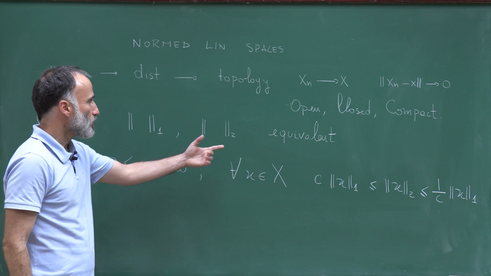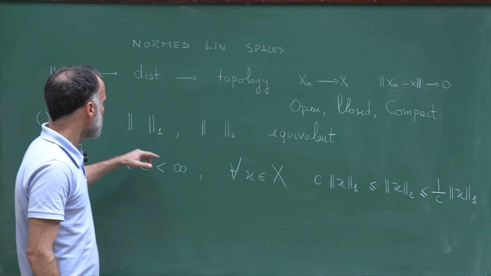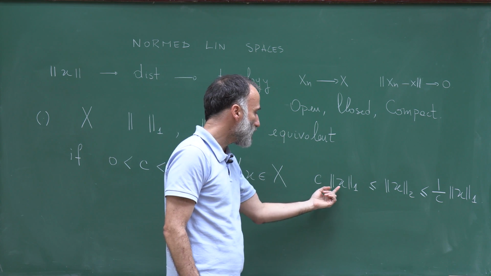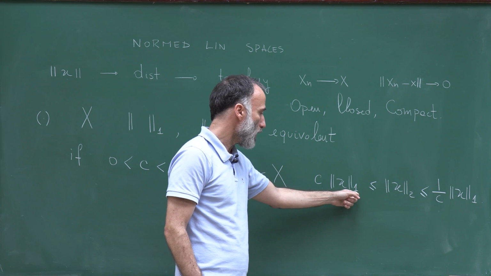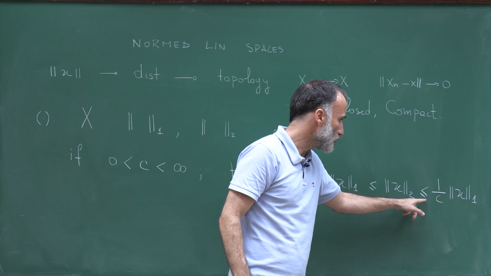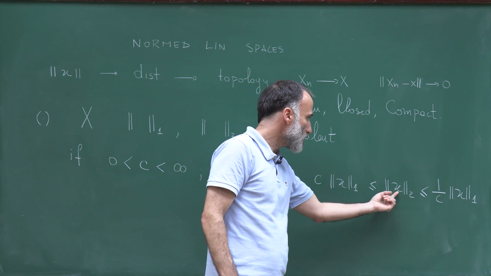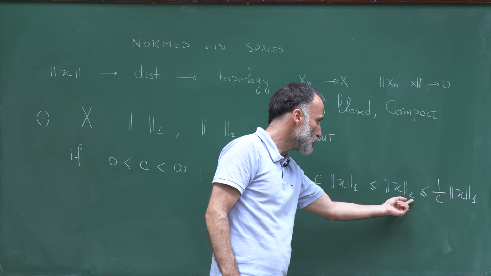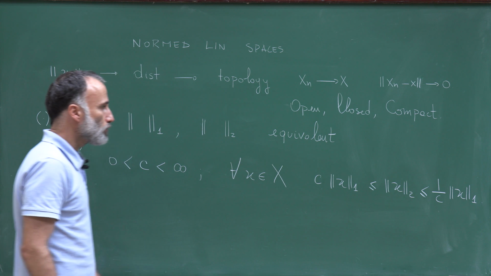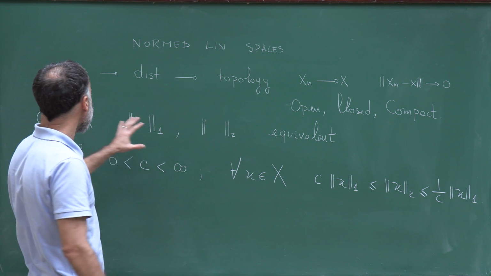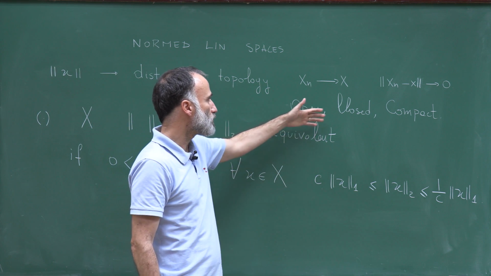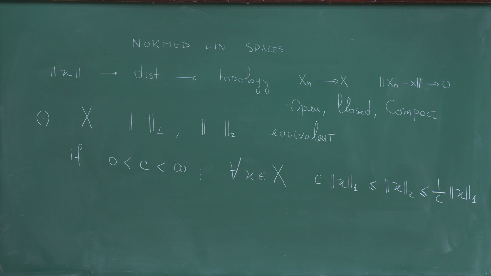And, well, you see that equivalent norms will give rise to the same topology. If you have a sequence xn converging to x in the norm 1, it will converge to x in the norm 2 due to this inequality. And if you have a sequence xn converging to x in the second norm, it will converge in the first norm due to the first inequality. So equivalent norms give rise to the same topology, therefore to the same open and closed sets.